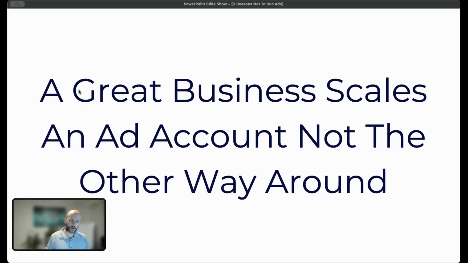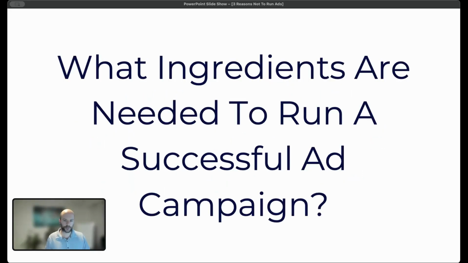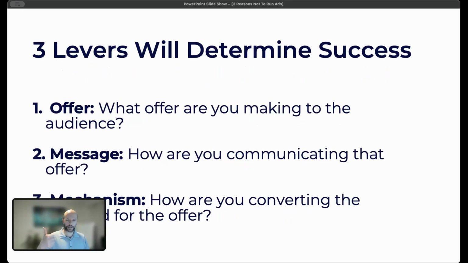So to reiterate this point, a quote I was given from one of my early mentors: a great business scales an ad account, not the other way around. So let's jump into what the right ingredients are, because with the right ingredients, ads can act as rocket fuel to your business. So the ingredients we need are a great offer, a great message, and a strong mechanism. In that order of importance. The offer is the most important, followed by the message, and then the mechanism after that.